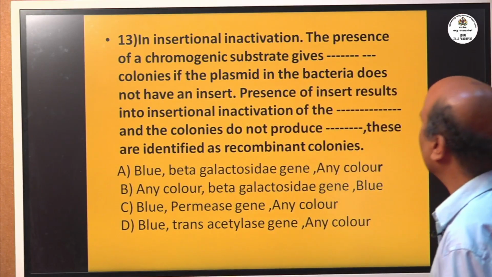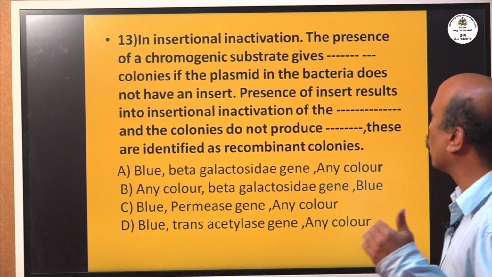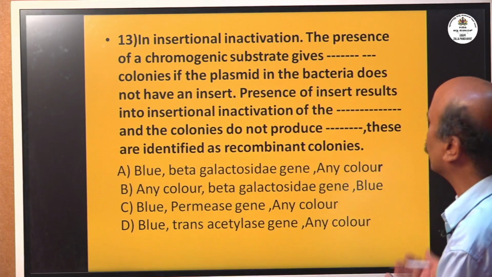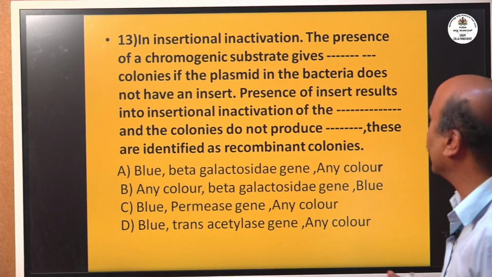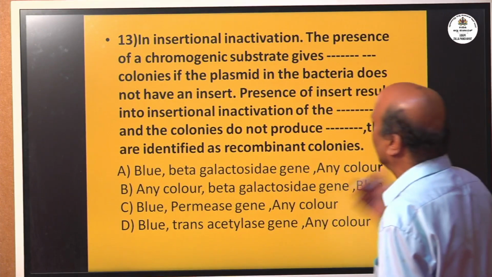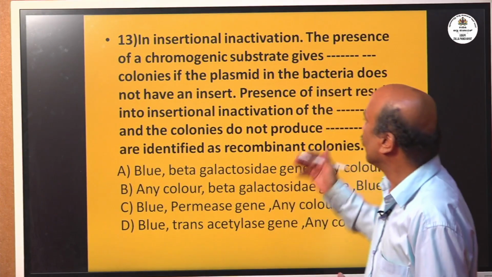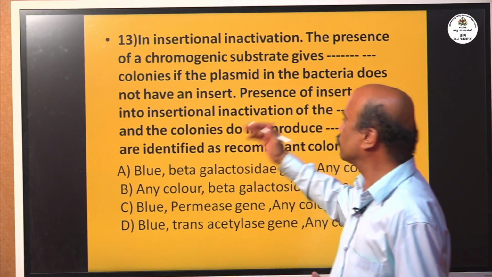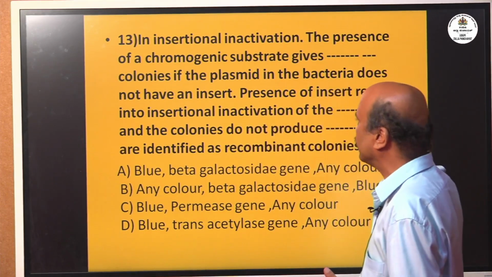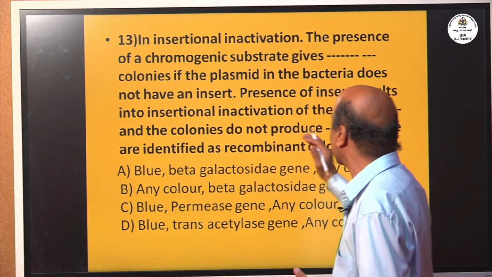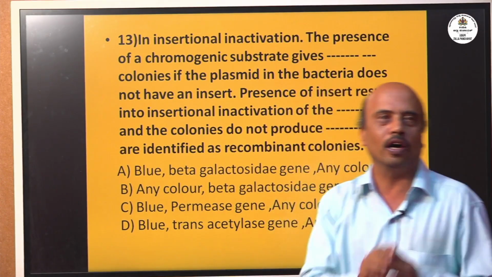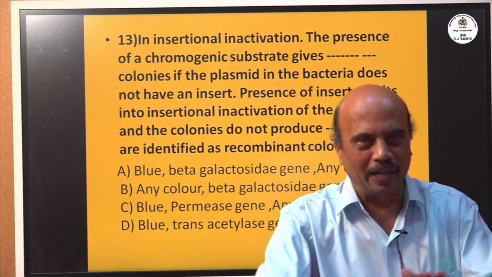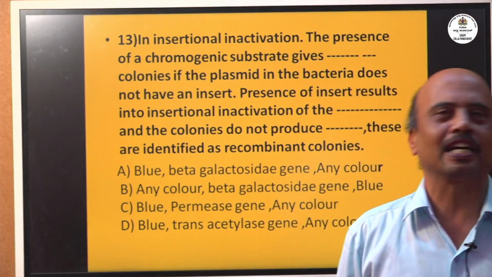In insertional inactivation, the presence of a chromogenic substrate gives blue colonies if the plasmid in the bacteria does not have an insert. Then the presence of an insert results in insertional inactivation of the beta-galactosidase, and the colonies do not produce color. These are identified as recombinant colonies. So of course the question is a very lengthy one, but the answers are simple.